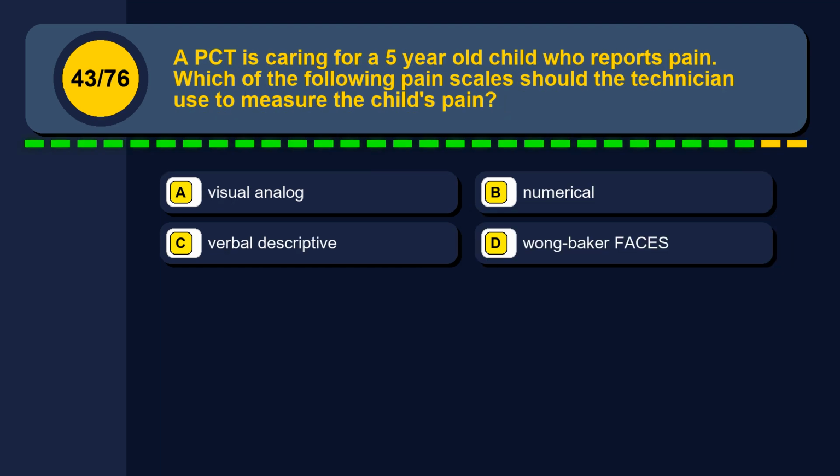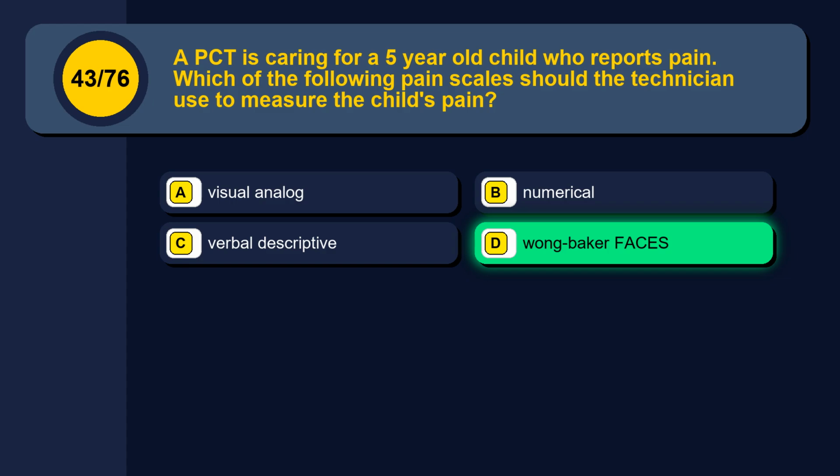Question 43. A PCT is caring for a 5-year-old child who reports pain. Which of the following pain scales should the technician use to measure the child's pain? Option A, visual analog. Option B, numerical. Option C, verbal descriptive. Option D, Wong-Baker faces.